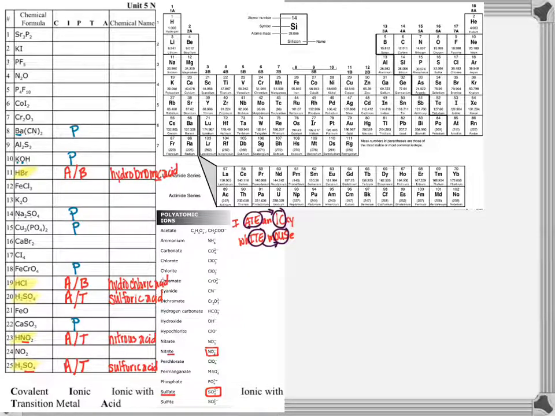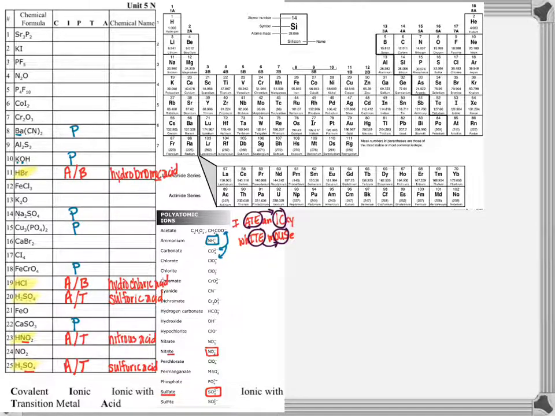I know that the majority of my polyatomic ions, with the exception of ammonium, are all anions because they all have this negative charge. And so, in this case, you have to remember that the name of the polyatomic ion never changes. So now let's see what they're paired up with.